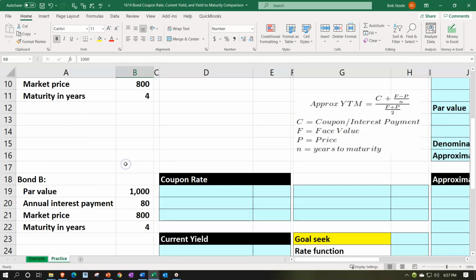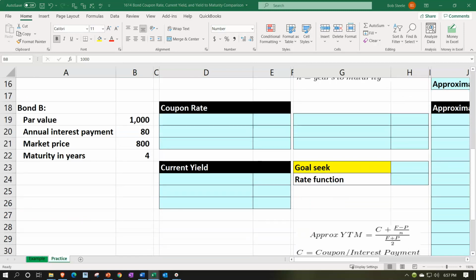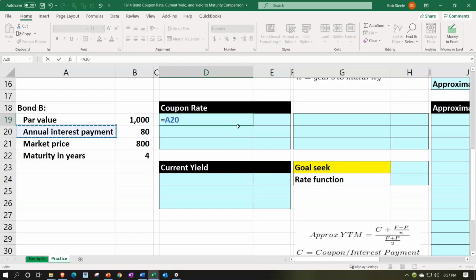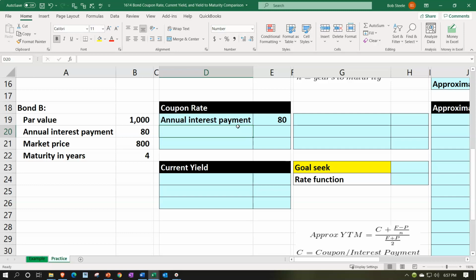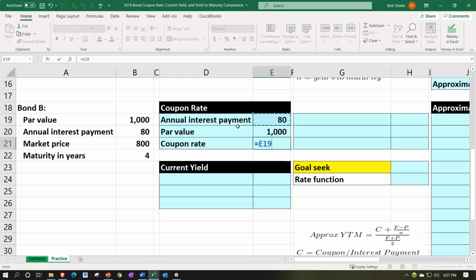Let's do it for B now, scrolling down. And so the coupon rate will simply be the annual interest payment, which is going to be $80. And then we'll have that, and then the par value. Par value is going to be the $1,000. Comparing that will give us the coupon rate, which is the 80 over the 1,000. Underlining the 1,000, Font Group and Underline, and percentifying this item. So there we have that, 8%.